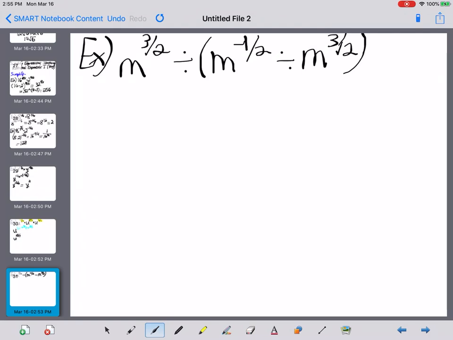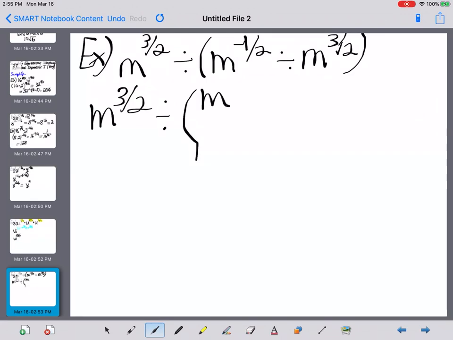Okay, so this one looks really intimidating. But don't let it get you down. Remember, don't worry about the left yet. We're going to follow our order of operations. Please excuse my dear Aunt Sally, all the good stuff, however you remember it. So we're just going to keep m to the 3/2 on the left. We're not doing anything with that yet. But we're going to solve this parenthesis first.